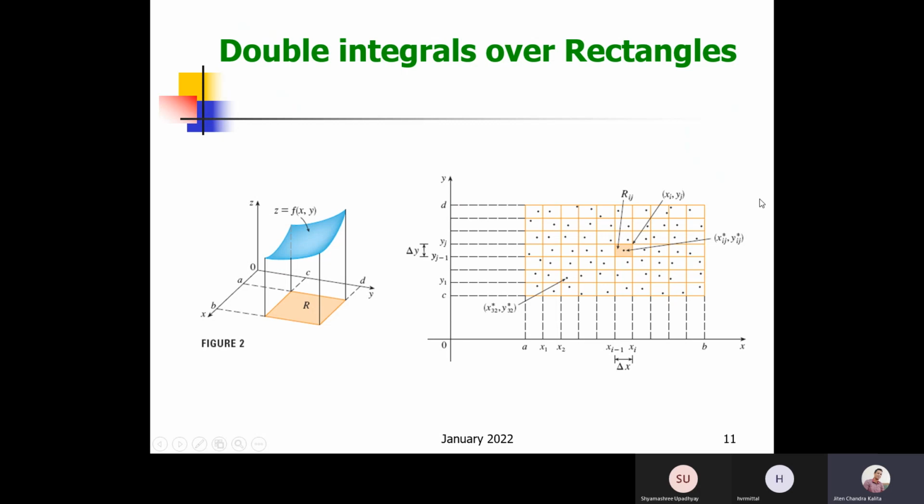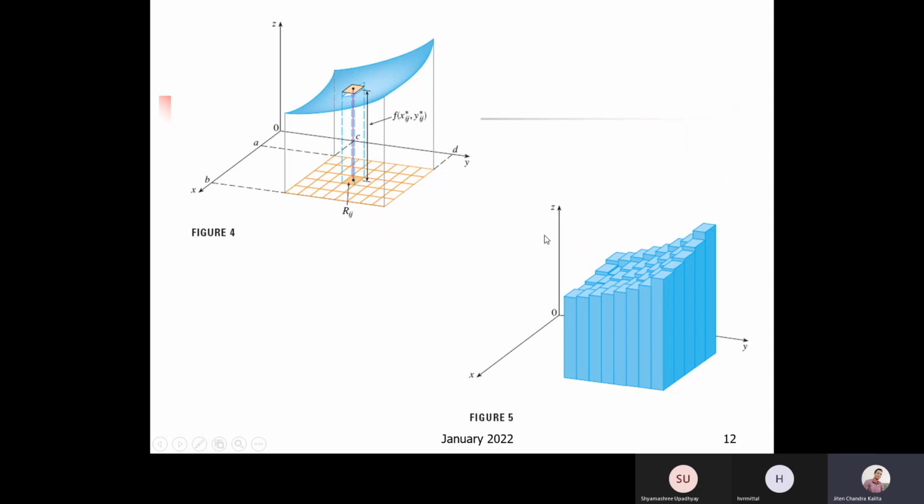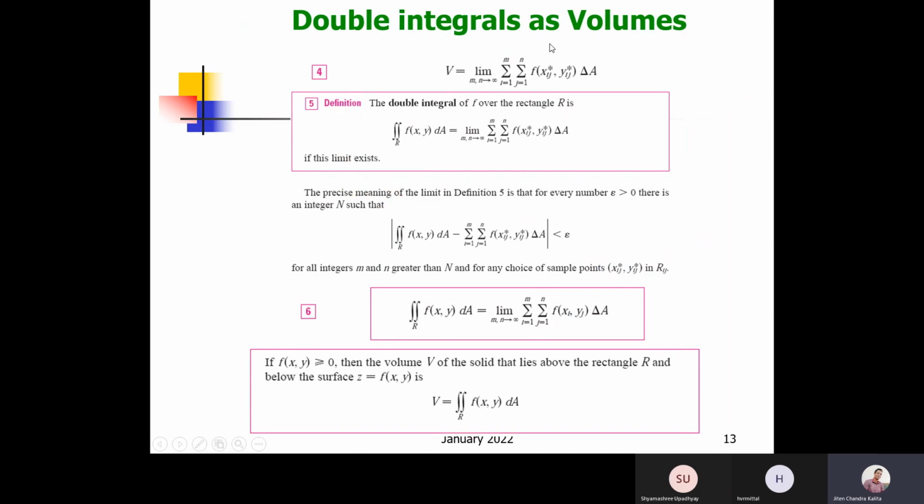Okay, fine. As I have told you, I'm considering a point in that subrectangle, given by xij star and yij star. Then I am considering this column of height given by this, and the area of its base is simply delta Aij. If you take the sum of all the columns, it is going to look like this. This is the scenario if I consider each column over each subrectangle.